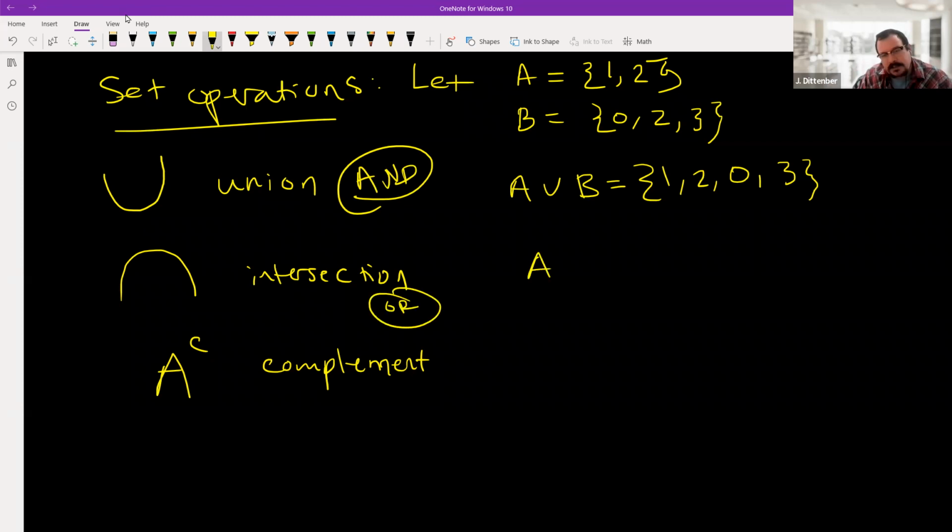So A intersected with B, or A and B, is only the elements that are both in A and B. So in this case, it's just 2. It's the only one they have in common. And then we have not A.